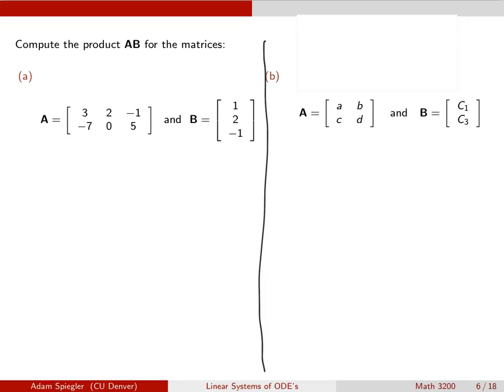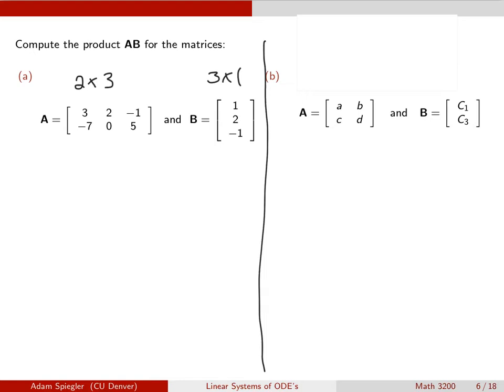So here we're going to multiply matrix A in part A, and notice that matrix A has 2 rows and 3 columns. So this is a 2 by 3 matrix, and we're going to multiply that by matrix B, which has 3 rows and 1 column. So that's a 3 by 1 matrix. And because the number of columns in A, 3, matches the number of rows in B, 3, this product is going to work. And what we should get in the end is a 2 by 1 matrix.